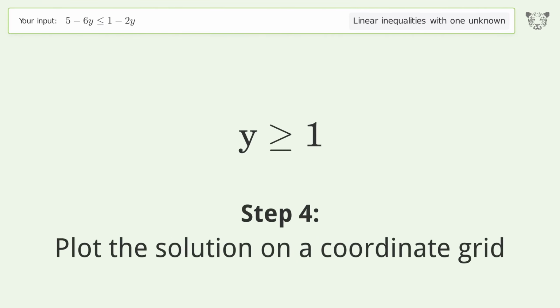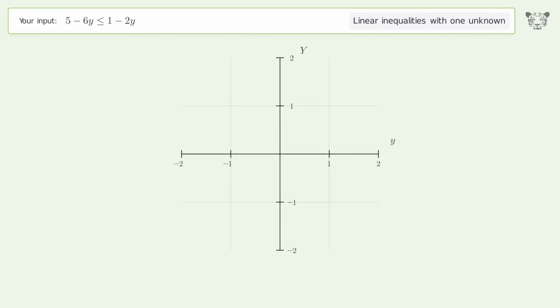Plot the solution on a coordinate grid. And so the final result is y equal or greater than 1.